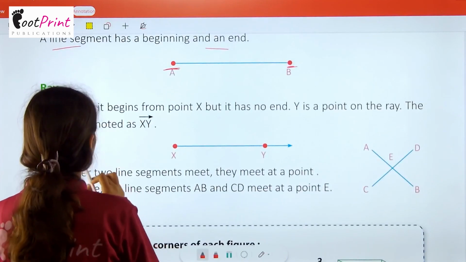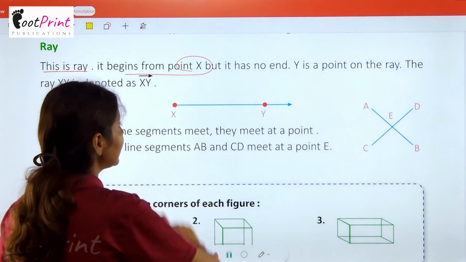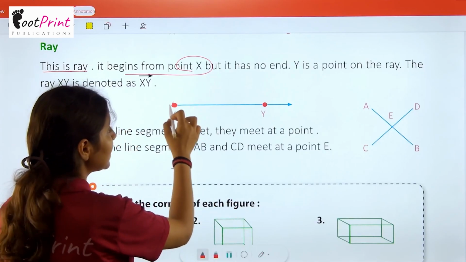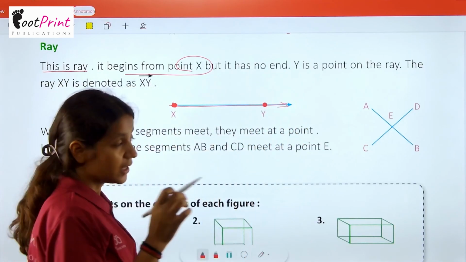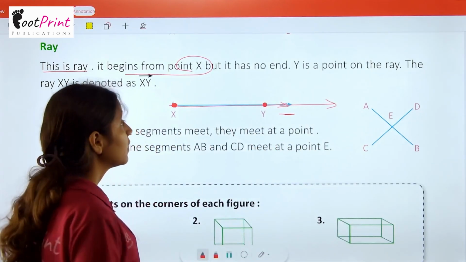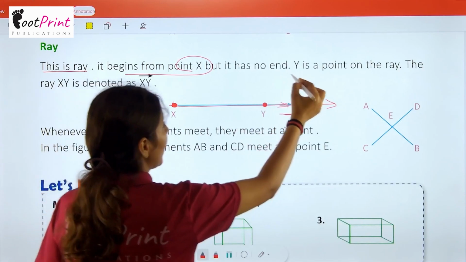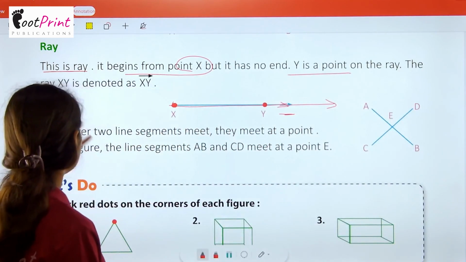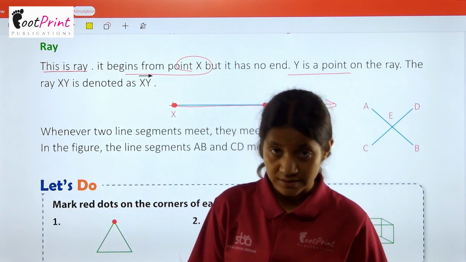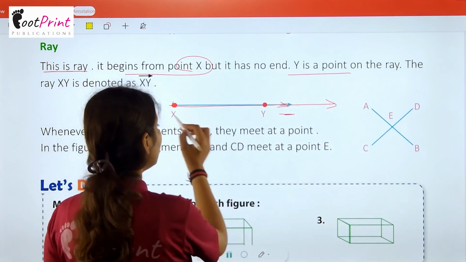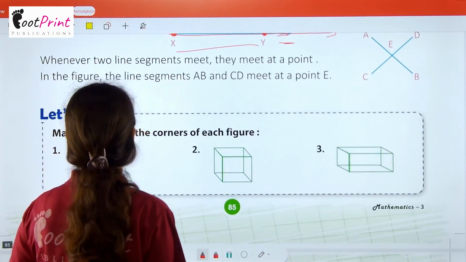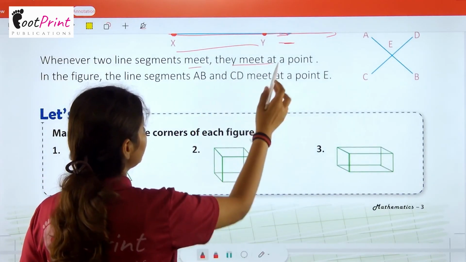What is a ray? Now this is a ray. It begins from point X but it has no end. So beginning point है but ending point नहीं है. This arrow is representing that it can be extended. Okay. Now Y is a point on the ray. The ray XY is denoted as XY because Y यहाँ पे एक point है ray में, इसलिए हम इसको XY से denote करते हैं.